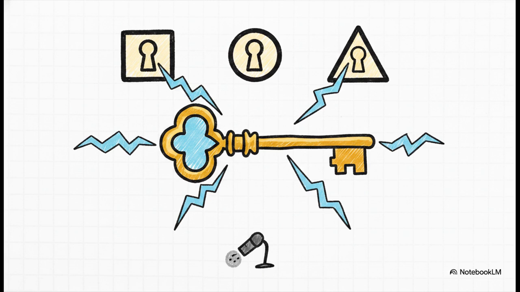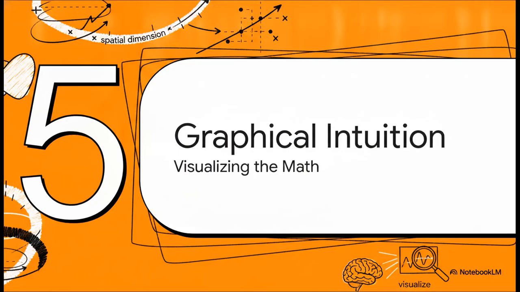You just initialize your parameter theta randomly, plug in the appropriate hypothesis function for your specific distribution, so like an identity function for Gaussian or a sigmoid function for Bernoulli, and you can start learning immediately using this one universal rule. The math just seamlessly takes care of the rest for you. Finally, part 5, graphical intuition, visualizing the math.